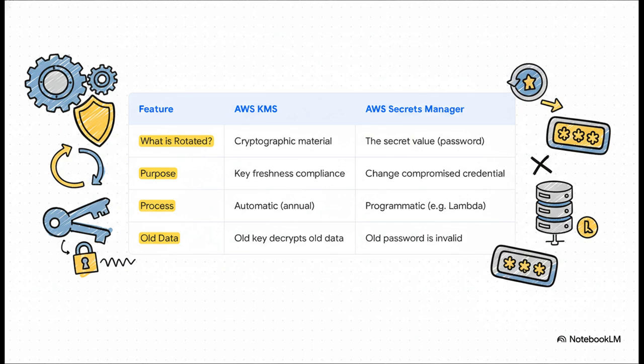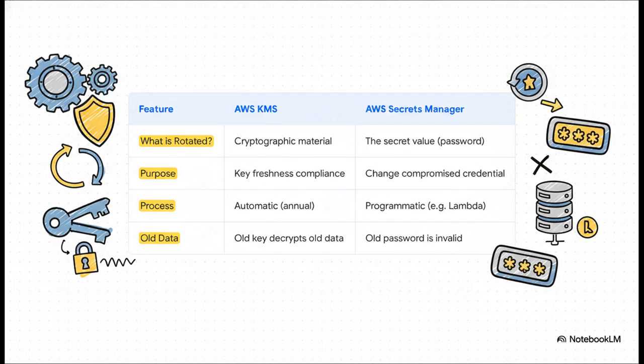When KMS talks about rotation, it means it's creating new cryptographic material for the key behind the scenes. This happens automatically once a year, mostly for compliance reasons. The key's name, its ARN, stays the same, and, this is crucial, KMS keeps the old versions around so you can still decrypt old data.